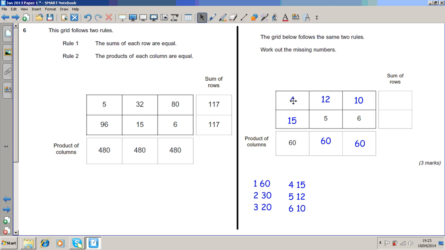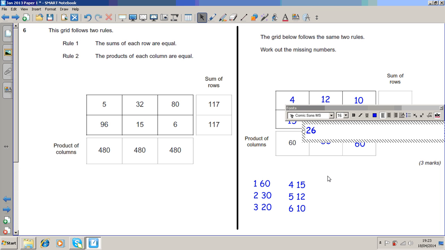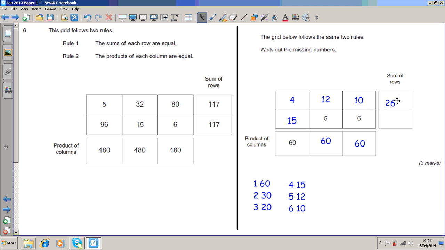So looking on the top, first of all, 4 times 15 is 60. 4 add 12 is 16, add 10 is 26. And 15 add 5 is 20, add 6 is 26 as well. And then we're there. It's quite a tricky question. Alright, but hopefully you'd have got there.